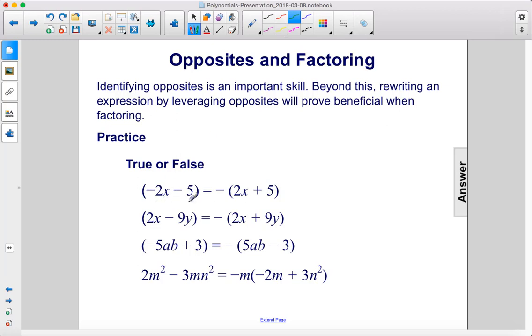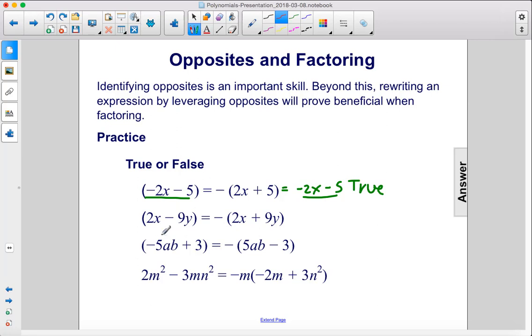Negative 2x minus 5 equals negative of 2x plus 5. Well, this negative sign was just distributed out of here. So if we were to multiply it back in, that would be negative 2x minus 5, which is this. So yes, those are equivalent.